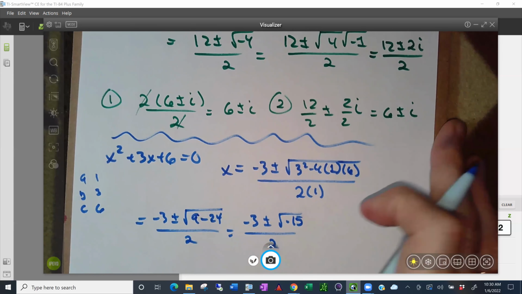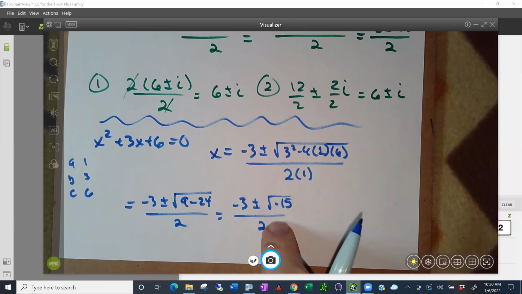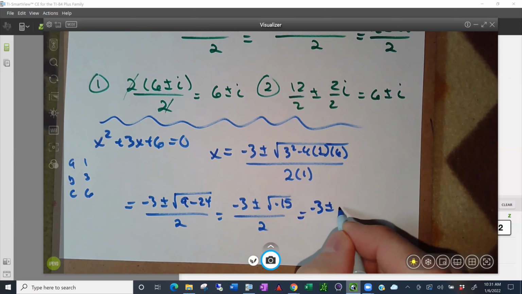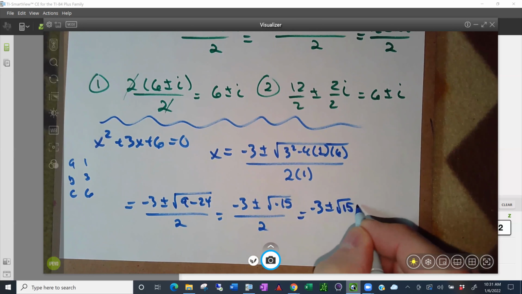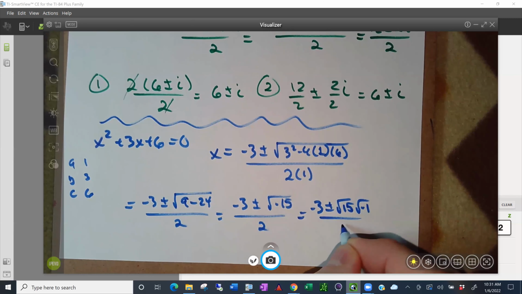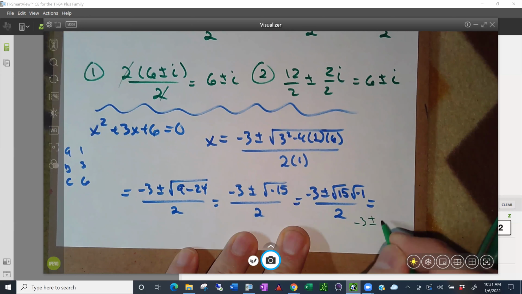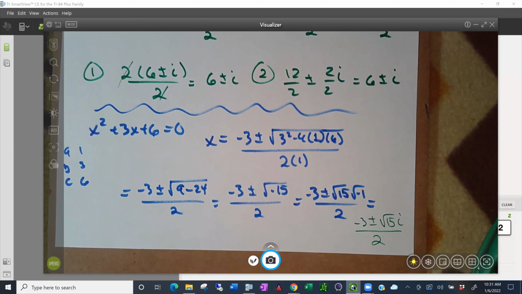Now, I don't think WebAssign or myself is going to be very happy if you leave it like this. You need to clean up the square root of a negative number. There's not a whole lot to it. I'll just write that as the square root of 15 times the square root of negative 1, over 2. Or better yet, for a final answer, negative 3 plus or minus the square root of 15 times i, over 2.